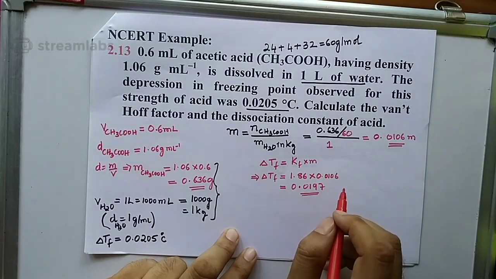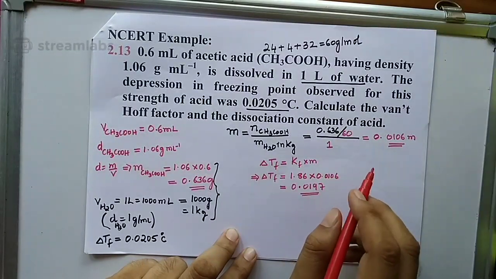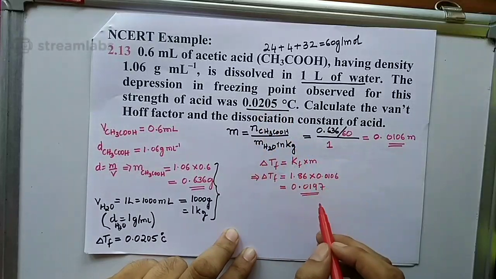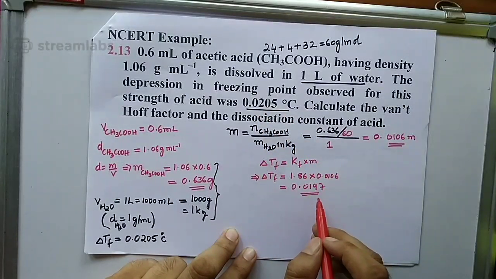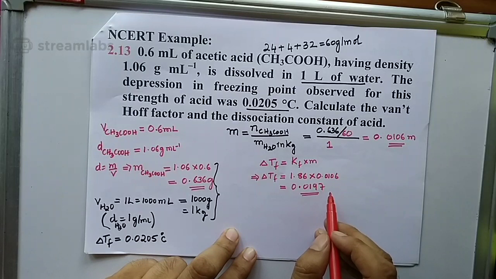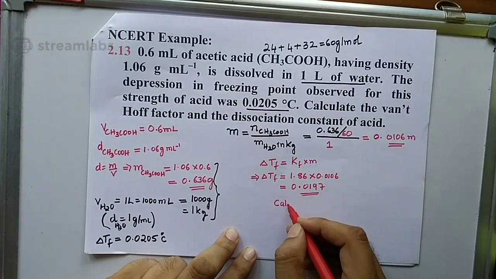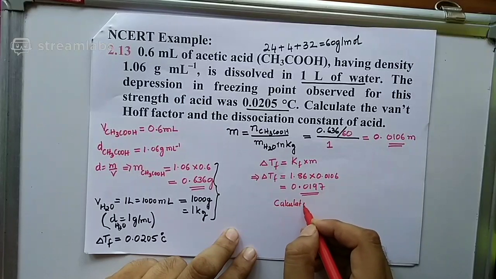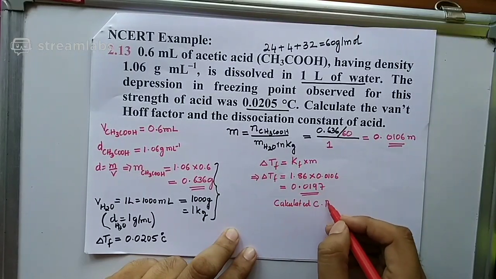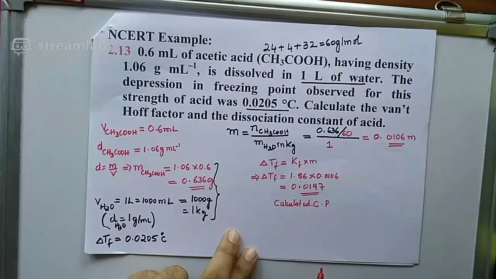So now we know that observed colligative property is given here. This is calculated through experiment without including the Van't Hoff factor. So therefore this should be called calculated colligative property. CP means colligative property.